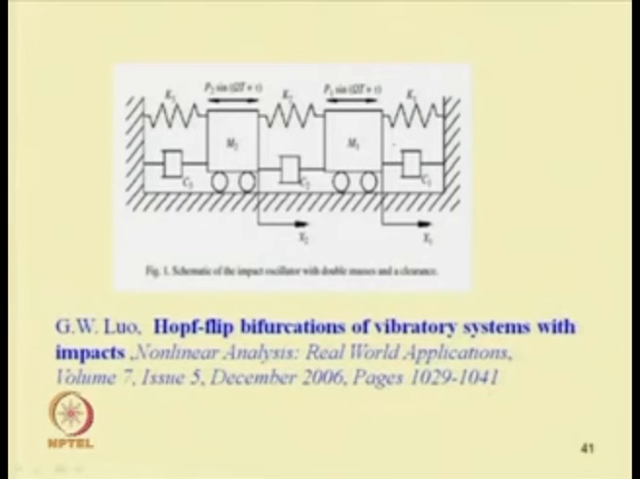The first mass is subjected to a force P1 sin(omega t plus tau), and the second mass is subjected to a force P2 sin(omega t plus tau). The displacement of the first one is x1 and the displacement of the second one is x2, and one can observe that after some time the steady state will show a Hopf or pitchfork bifurcation in the system due to this impact of the system.